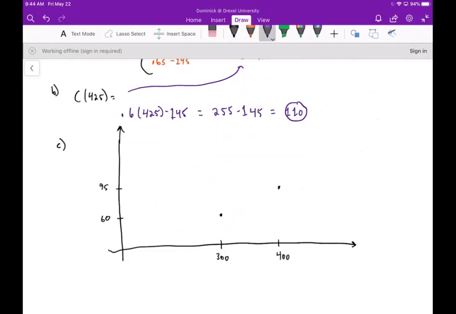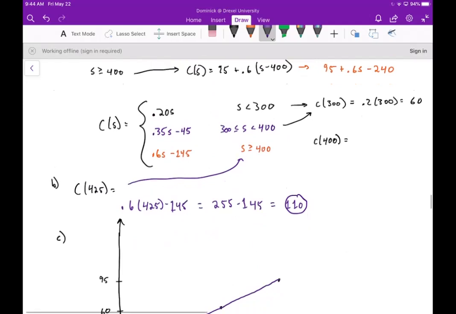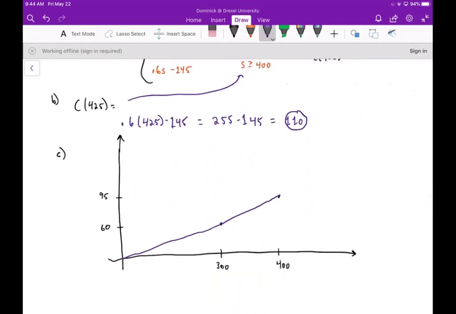Okay, now what's happening here is that in the first section, you're climbing at a rate of 20%. So you have maybe something like this. But in the next part, you're increasing by 35%. So it's a little bit steeper here. And then in the next section, you're increasing by 60%. So you're increasing even more. So that's going to be a little bit more steep. So something like that. All right.